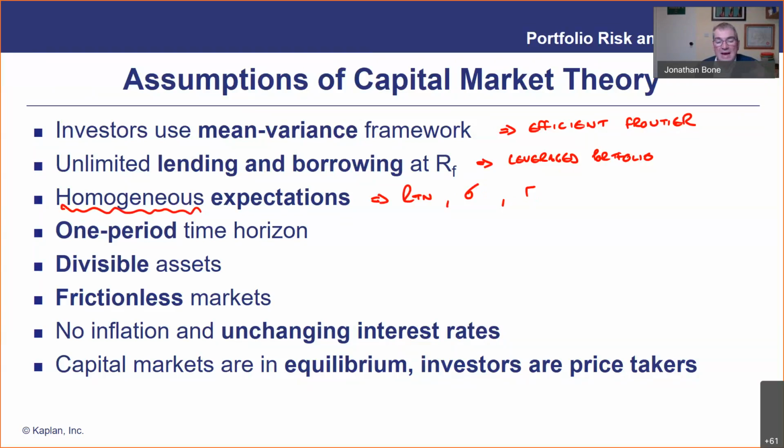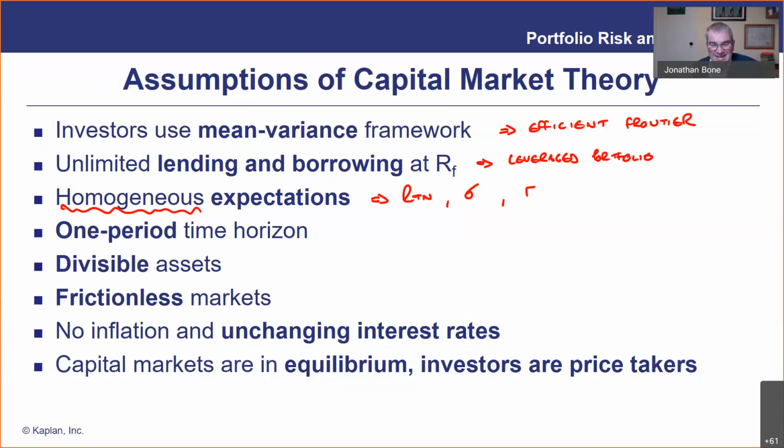And then when we add a risk-free asset to it, it means there is only one tangency portfolio that we call the market portfolio. Everybody has exactly the same tangency portfolio and risk-free asset. One period time horizon, this is just simply saying assets are correctly valued in one period. Okay, so any mispricings will be arbitraged.